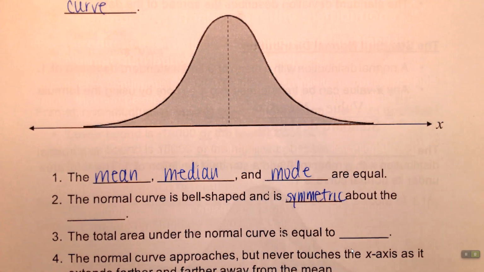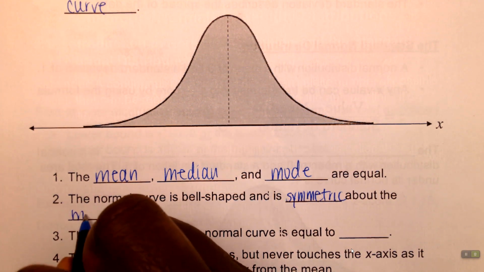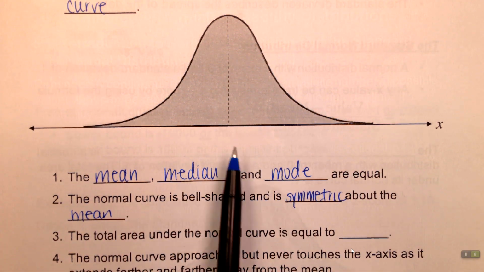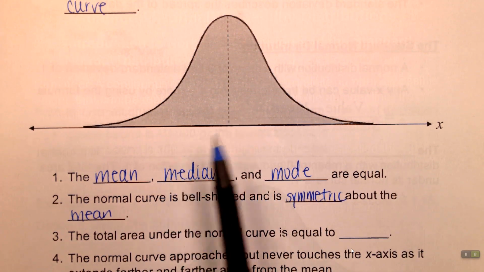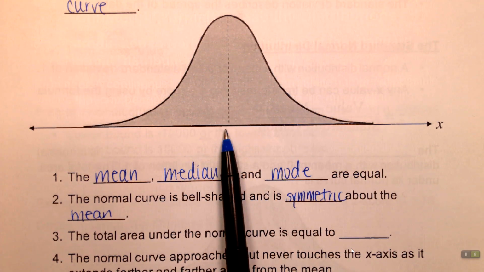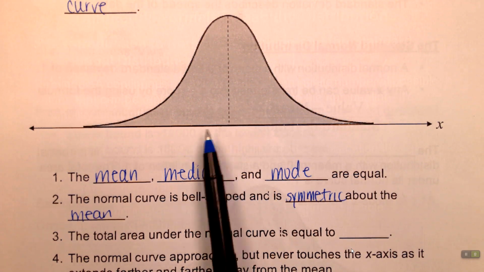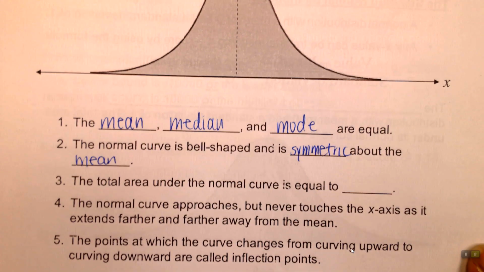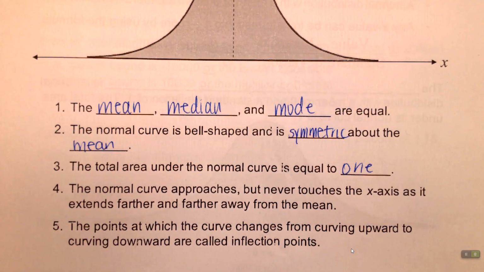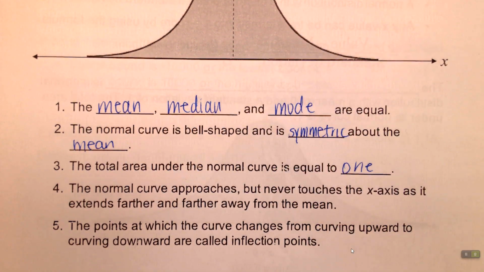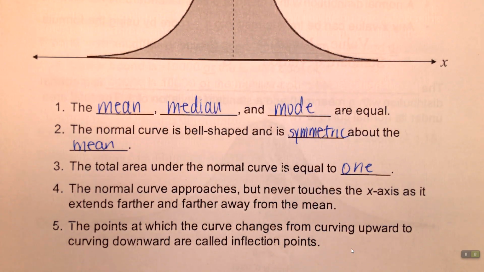Symmetric about the mean. So we always look at everything in terms of the mean. Where is it from? Well, we base everything from the middle of our graph for the mean. The total area under the normal curve is equal to 1. So we still have that same concept as discrete probability, where all of our probabilities should equal 1. Same thing here. The normal curve approaches but never touches the x-axis as it extends farther away from the mean.